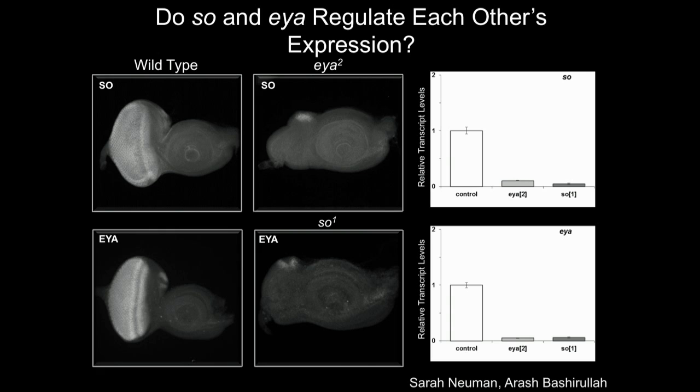So we've taken this observation a step further in collaboration with Arash Bashirullah's lab, and we conducted qRT-PCR experiments on late third instar eya2 and so1 discs. And what we have here are the relative transcript levels of Sine Oculis and Eya in both mutants. And what you can see is that the transcripts are significantly reduced. And so we thought, taken together, that these observations provided a strong foundation for this idea that Sine Oculis might be regulating Eya expression.